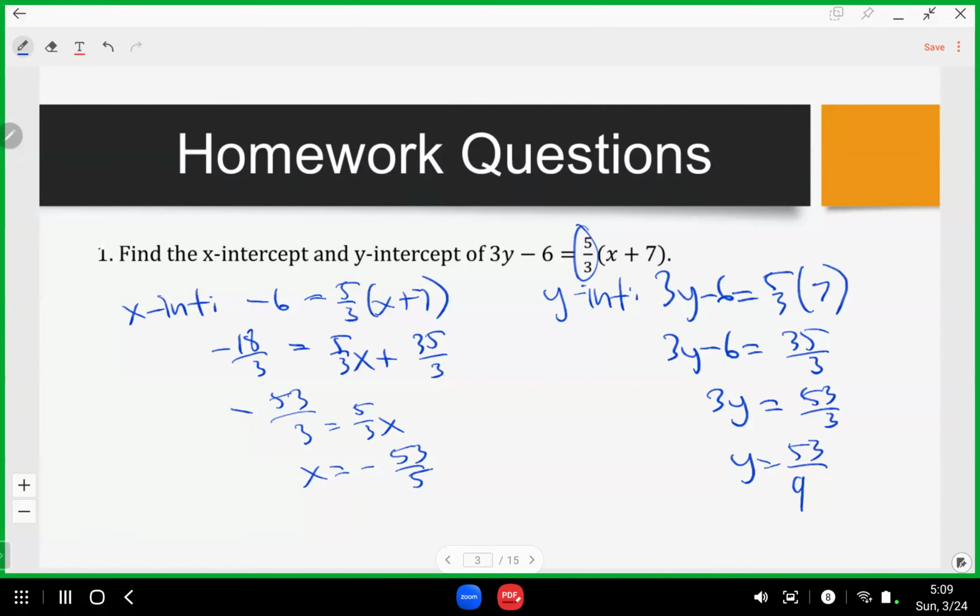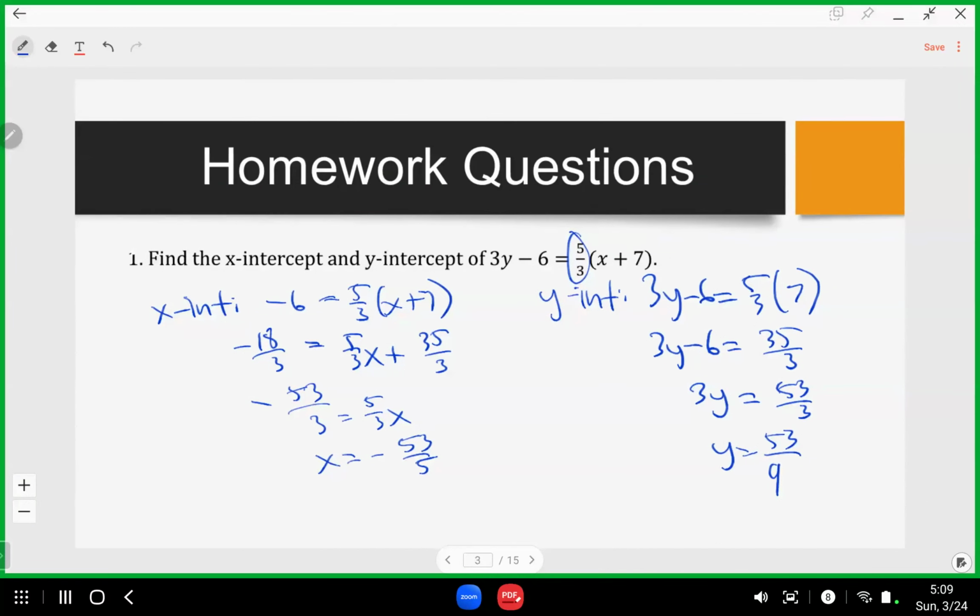So the concept is quite simple. You need to set one variable to 0 to find the intercept of the other. So that's the key point here. Make sure you know how to find the intercepts. It is important to graphing a line.